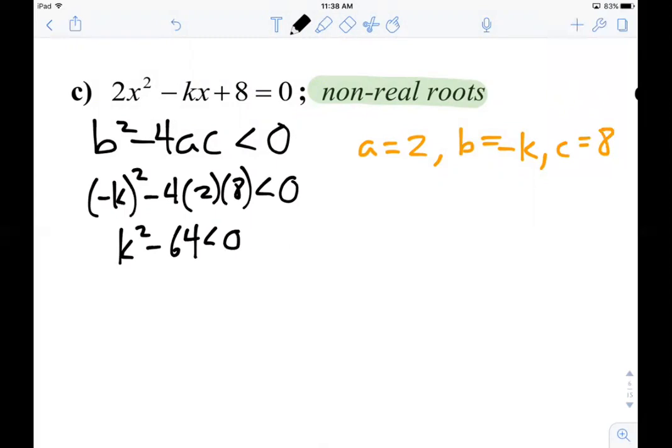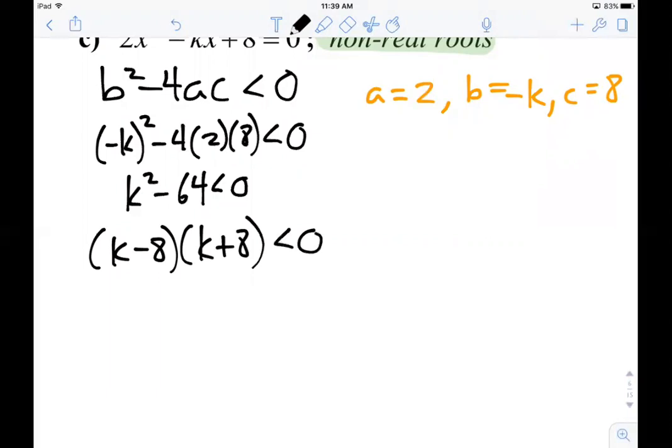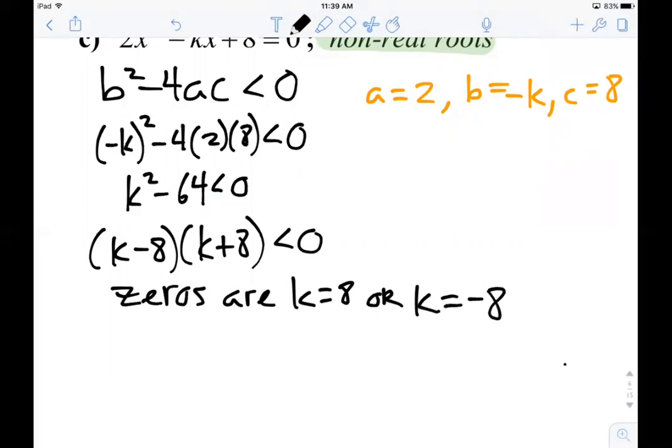Well, that stuff that I have on the left side is not only a quadratic, specifically, it's a factorable quadratic by difference of squares. k minus 8 and k plus 8 must be less than 0. So in other words, the roots of this, or the zeros themselves, are k equals positive 8 or k equals negative 8. And I also just note that the expression that I'm looking for here, this quadratic expression that I have on the left, is supposed to be less than 0.